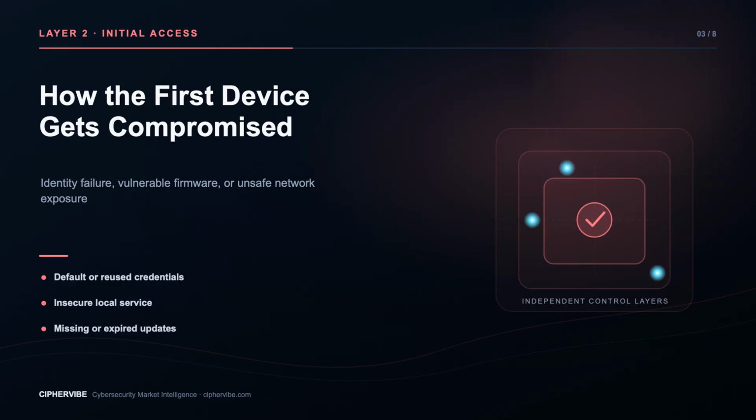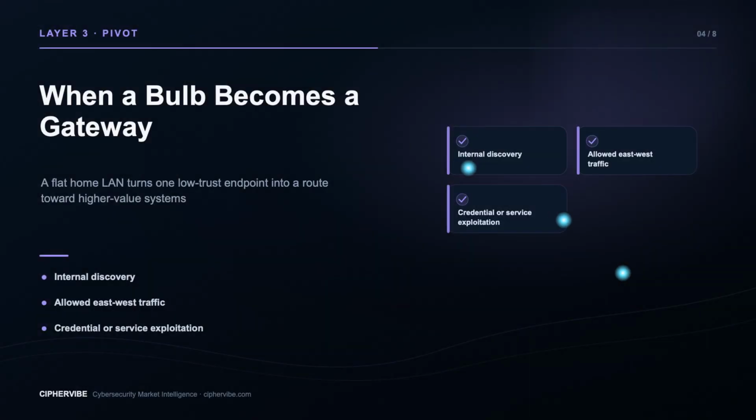The first decision point is reachability. Is the bulb directly reachable from the internet, only from the local network, only through an authenticated cloud relay, or only through a hub? Each path changes the threat model and the control owner. A compromised bulb does not automatically control every device. The gateway effect appears when network architecture gives it useful reach.